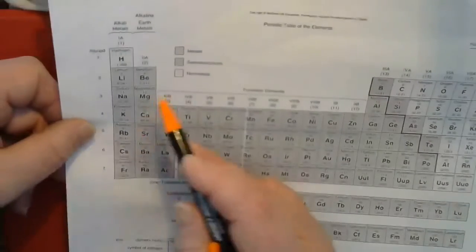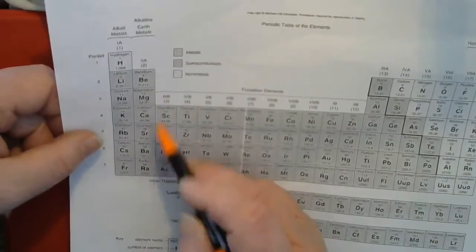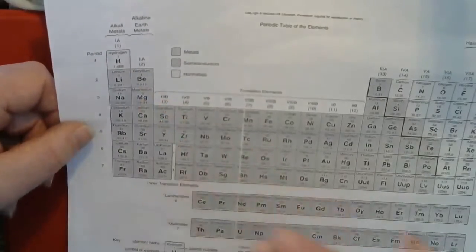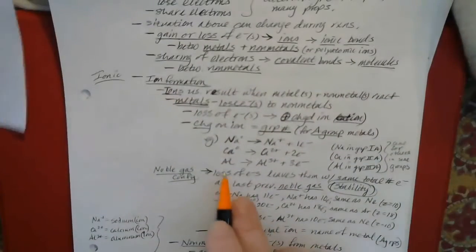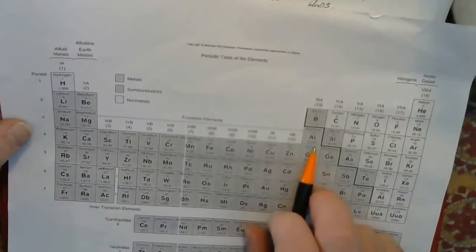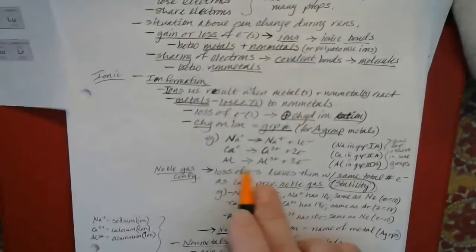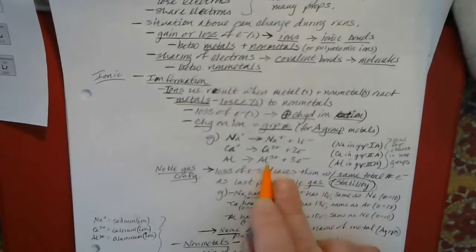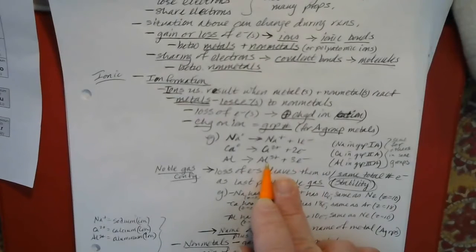And that would be the same for magnesium or strontium or barium or beryllium or whatever else is in group 2. Aluminum is in group 3A, and aluminum will lose 3 electrons and end up with a charge of +3, just like the group number.